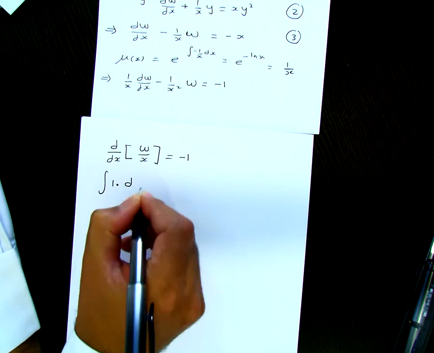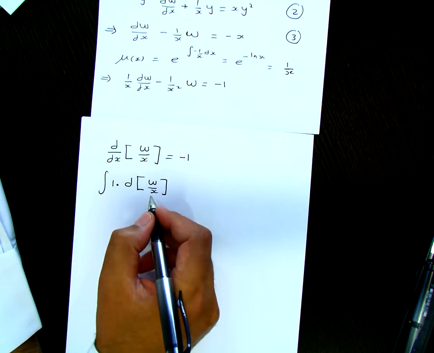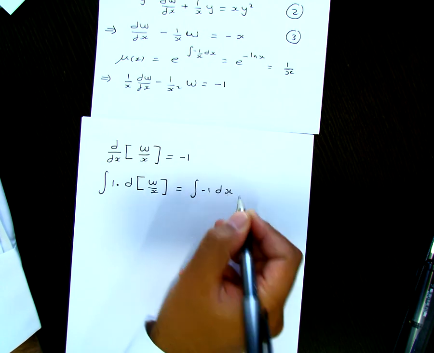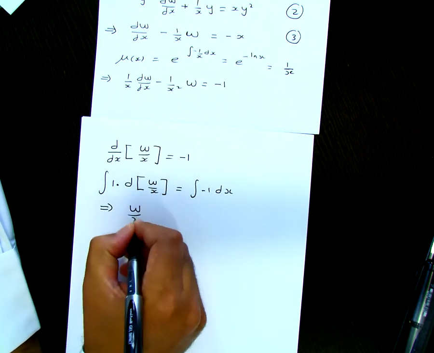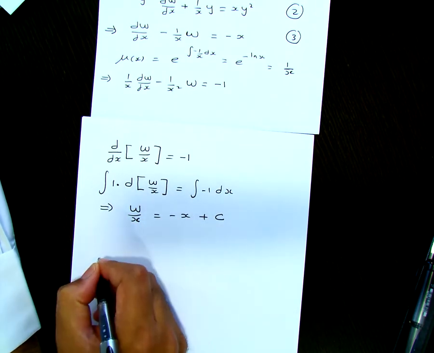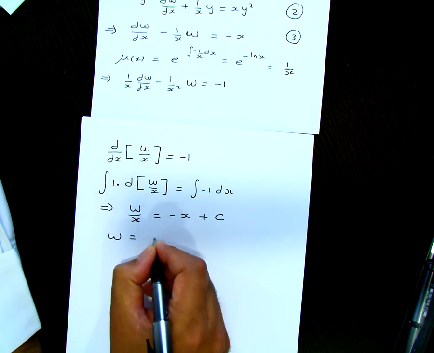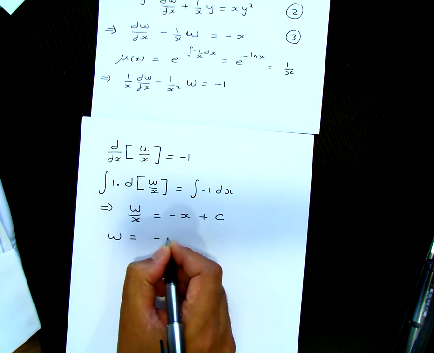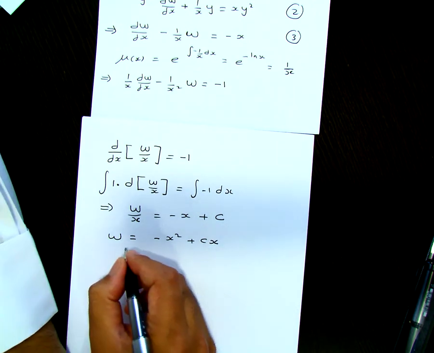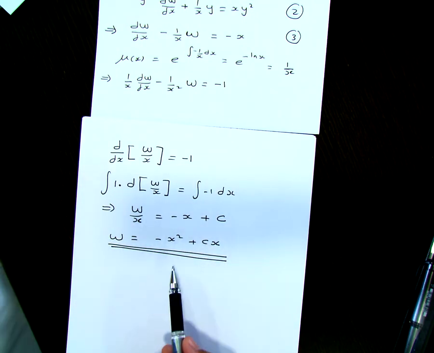Again, I will say 1 with respect to w over x. So my variable here is not just x, it's w over x, the whole thing, equal to the integral of minus 1 dx. That gives me w over x on the left hand side equal to minus x plus a constant of integration. We can now write w in terms of x, which is minus x squared plus cx. So that is the general solution for our linear differential equation in terms of w.